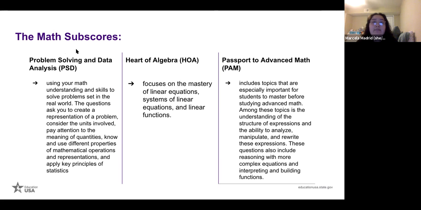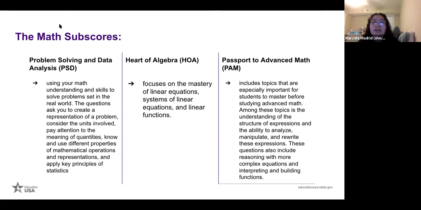And finally, we have Passport to Advanced Math. These include topics that are especially important for students to master before studying advanced math. So that doesn't mean you're going to be tested on calculus per se, but maybe algebra 2. Among these topics is the understanding of the structure of expressions and the ability to analyze, manipulate, and rewrite these expressions. These questions also include reasoning with more complex equations and interpreting and building functions.